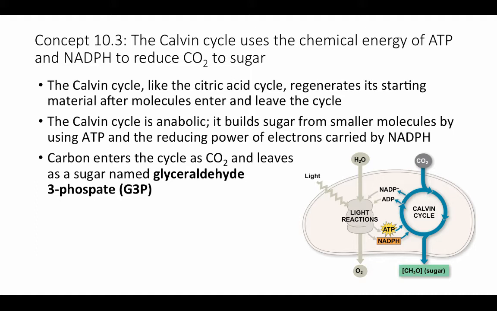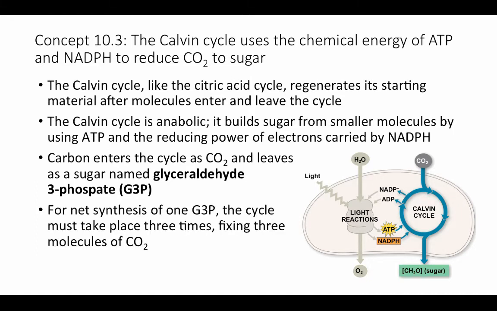If this name sounds familiar, it's because you've seen this molecule before when we were talking about glycolysis. This is the first product that's formed when that 6-carbon sugar derivative of glucose is split into two 3-carbon sugars. So same intermediate there, the glyceraldehyde 3-phosphate, we can just call it G3P. So for the net synthesis of one G3P, the cycle must take place 3 times, fixing 3 molecules of carbon dioxide, one at a time as it goes through the cycle.